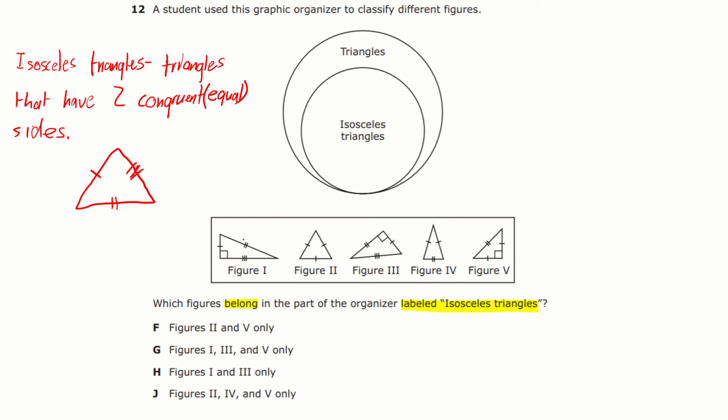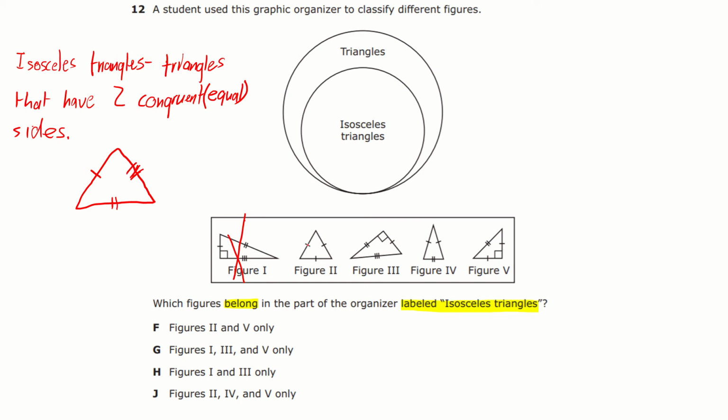So figure 1, you can see it has 1 tick mark here, 2 tick marks here, and 3 tick marks here. And that means that all 3 sides are different. And according to the definition of isosceles triangles, which is triangles that have 2 congruent sides, this figure has no congruent sides, so we can cross that off. Let's look at figure 2.